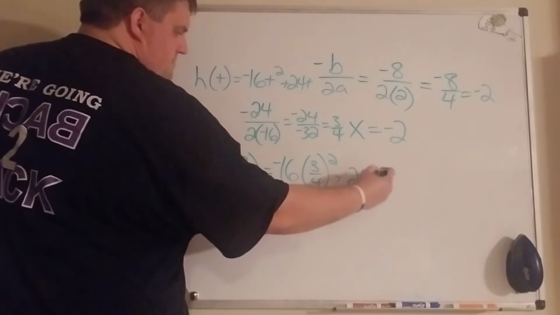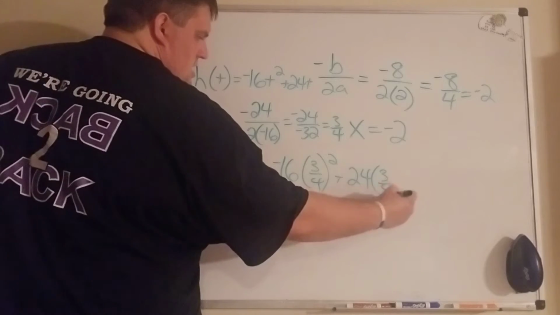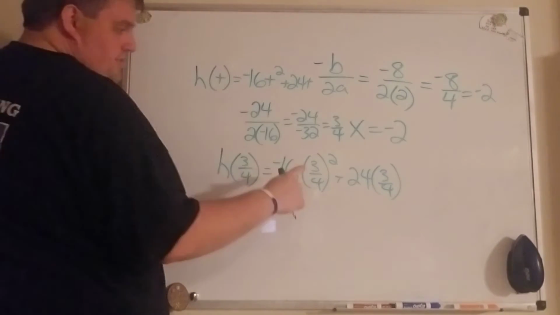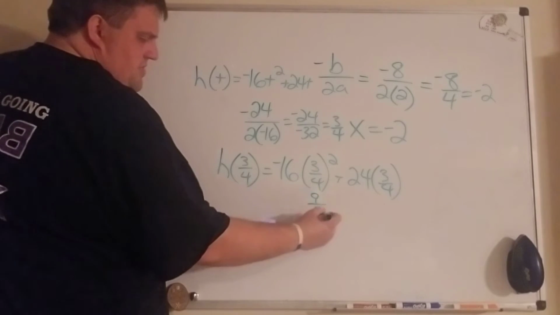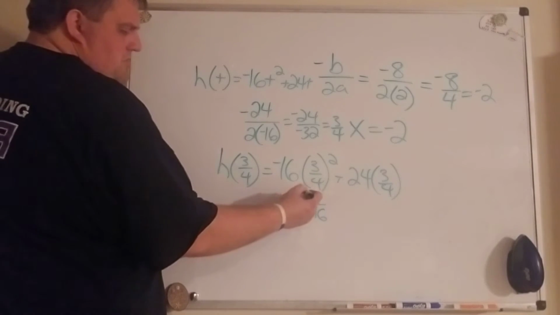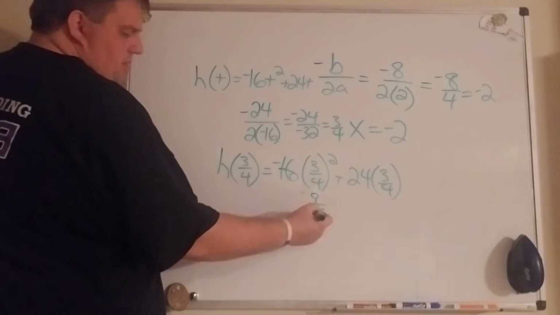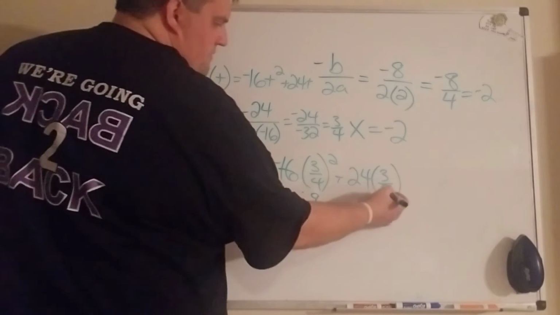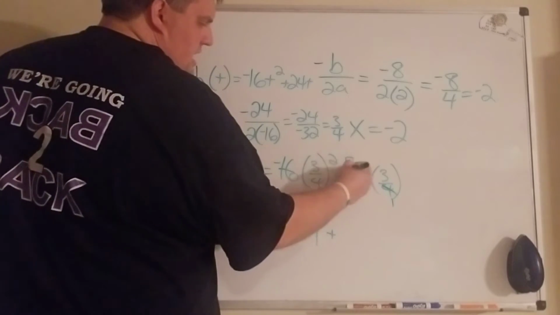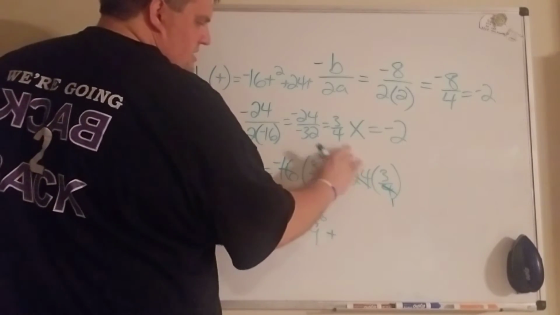Like so. And it looks ugly, but it's actually really nice. 3/4 squared. 3 times 3 is 9. 4 times 4 is 16. And when I multiply that by -16, these will cancel out. We just have -9. 24 and 4, I can simplify that. That's 8. Wait, that's 6. That's what I meant.